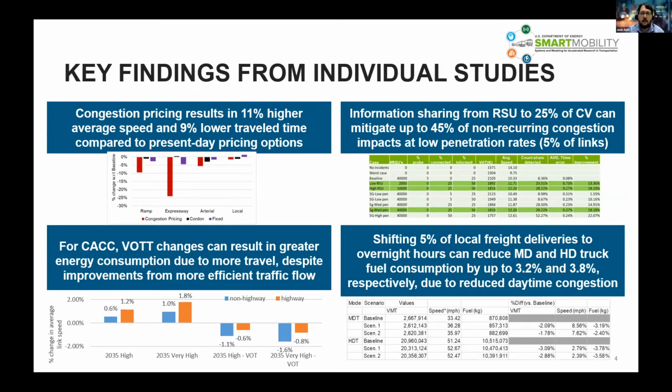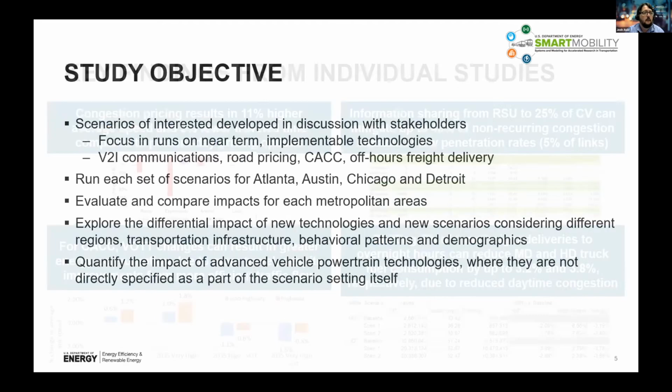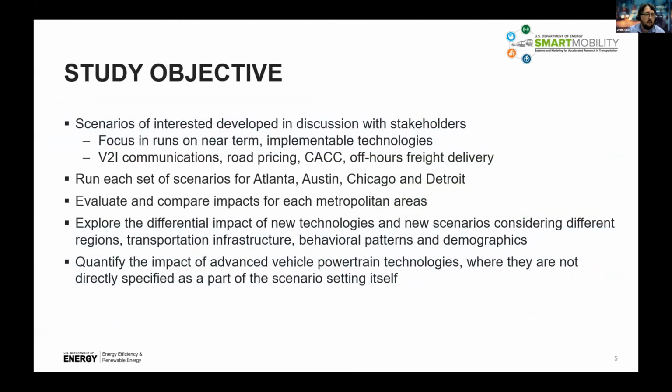We engaged in different studies, and for this round of work, we decided to explore how these technologies interact both within region and across different regions. So we want to look at a multi-region objective. So the study here is really to look at these scenarios that were identified with our stakeholders with a core focus in the current year on more near-term implementable technologies. So things that we expect to come in the next 10 years or so, at least to some extent.